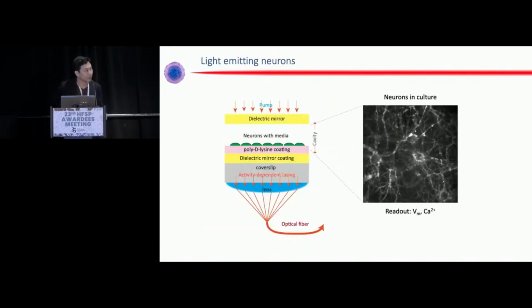So a little more detail. For the light emitting part, we culture primary neurons, transfect them with calcium sensors, and put them into the laser cavity. This laser cavity is formed by two dielectric mirrors, and there's a pump laser to amplify the light, and this light output, laser light, is coupled to an optical fiber or transmitted by free space to activate the postsynaptic light receiving neurons.